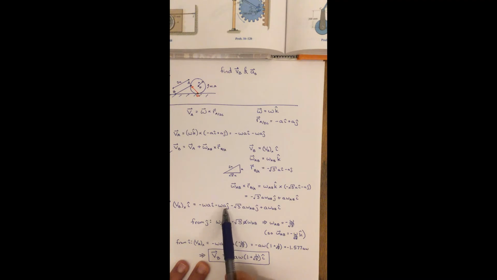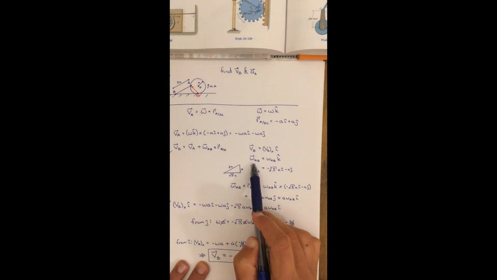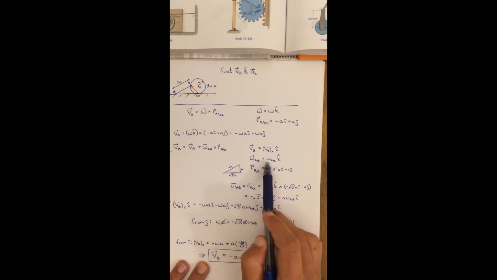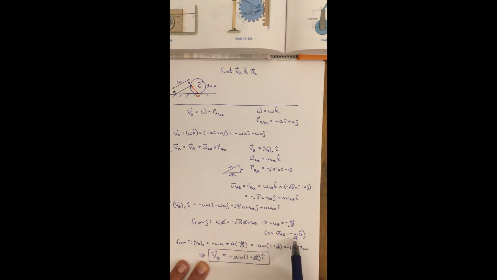So if I bring this over to the other side, I have omega times A is equal to negative square root 3 times A times omega AB. Cross out the A's, and you get omega AB is equal to negative omega over the square root of 3. And so we said omega A, the vector for the angular velocity, is omega AB times k hat, which means this is going in the negative k hat direction.